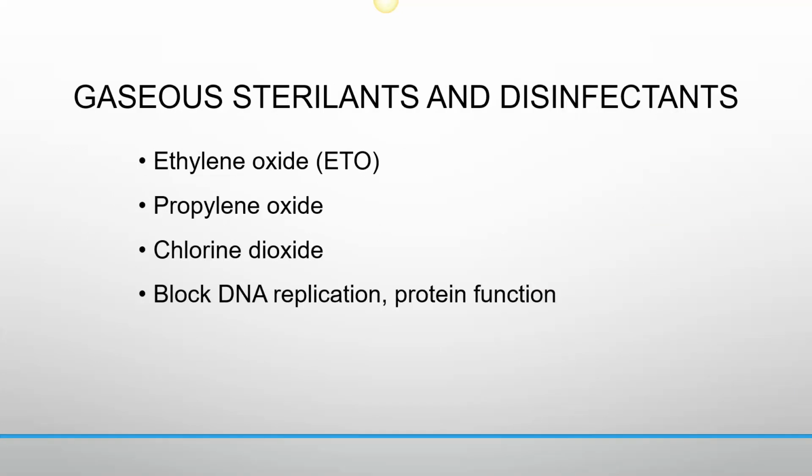Gas sterilants. Ethylene oxide and propylene oxide are the two most common, and they are sterilizing gases that are highly toxic to people if inhaled.